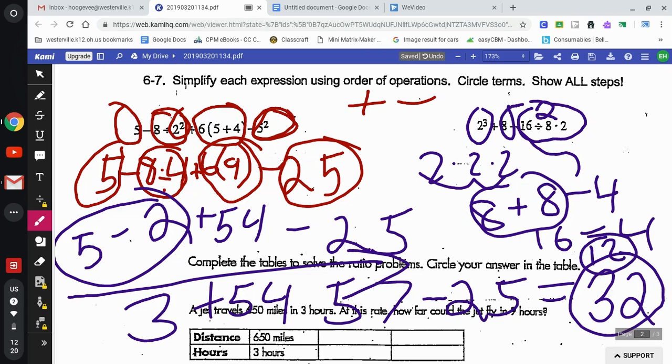Again, show each step. Always work left to right. You'll have 2 more tomorrow. Probably easier than these 2.